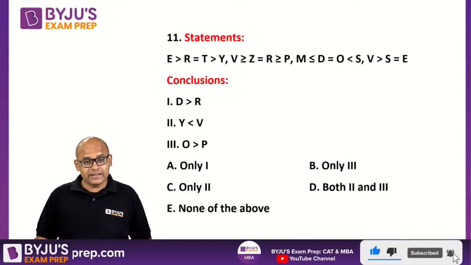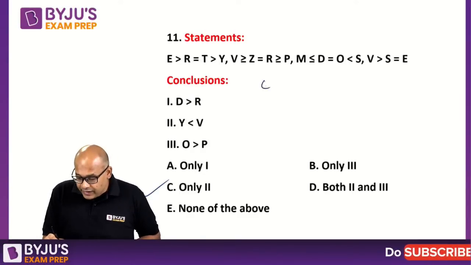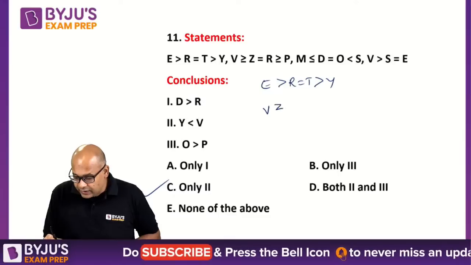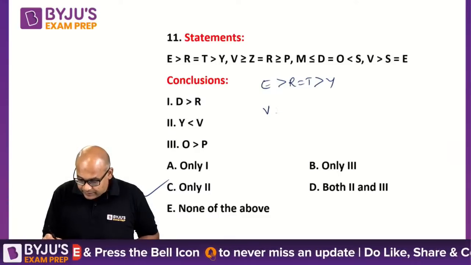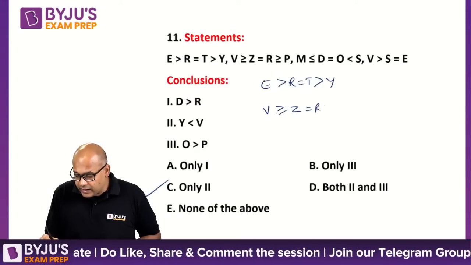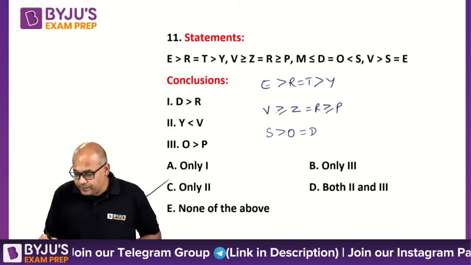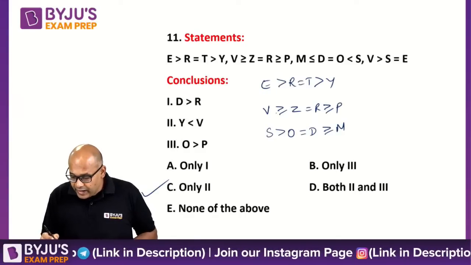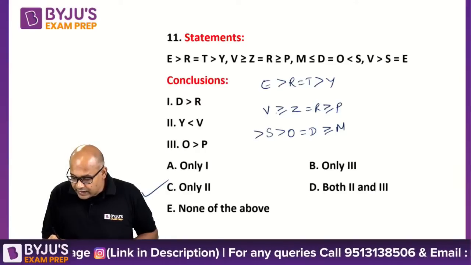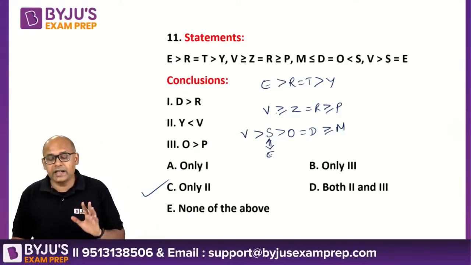Okay, so now I'm getting the answers. This time looks like all answers are correct. The correct answer is C. So we have E greater than R equal to T greater than Y. We have V greater than or equal to, okay, I wrote Z for some reason, V greater than or equal to Z equal to R greater than or equal to P. Then we have S greater than or equal to D greater than or equal to M. And we have V somewhere. So we have V greater than S, and S and E are equal. This is the entire statement we have.